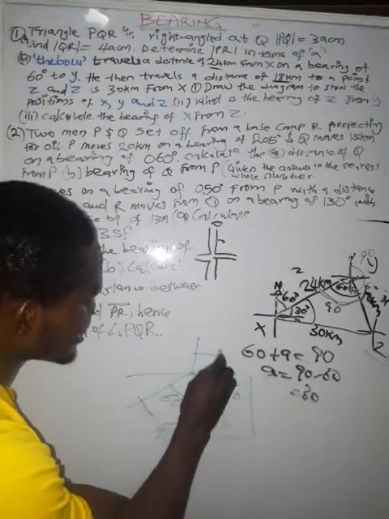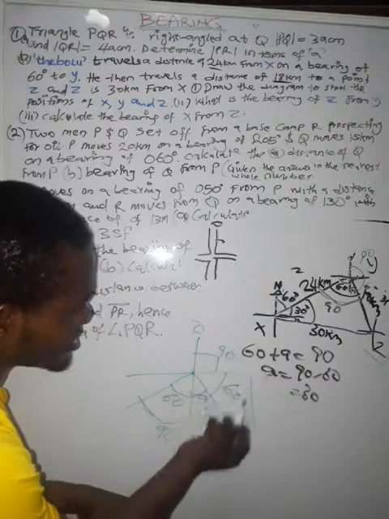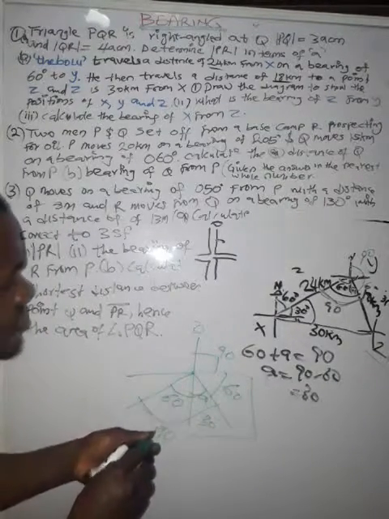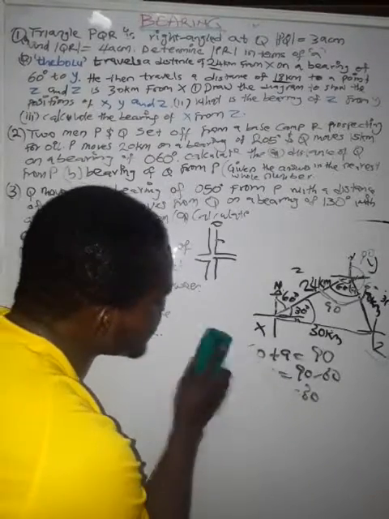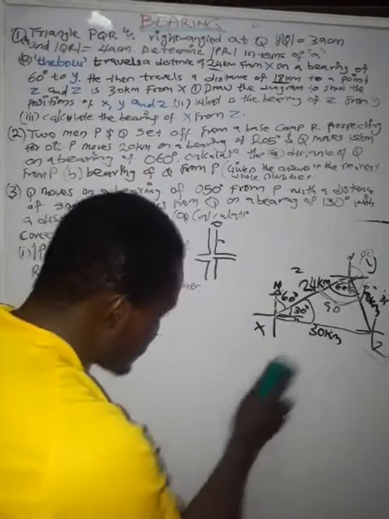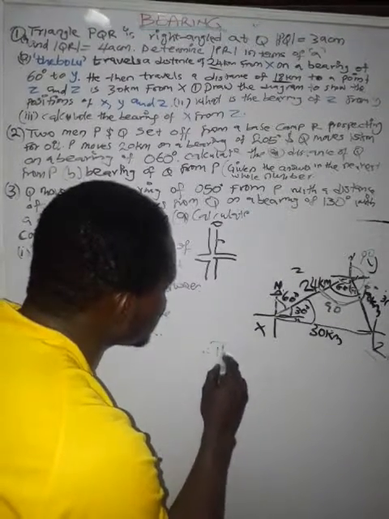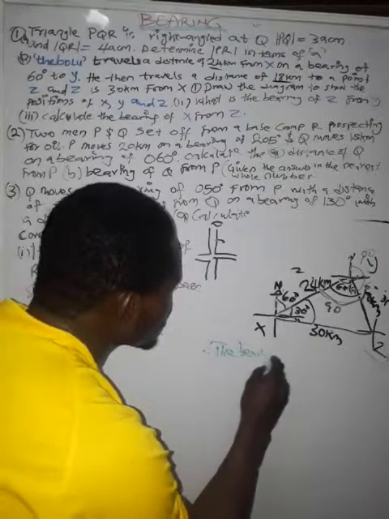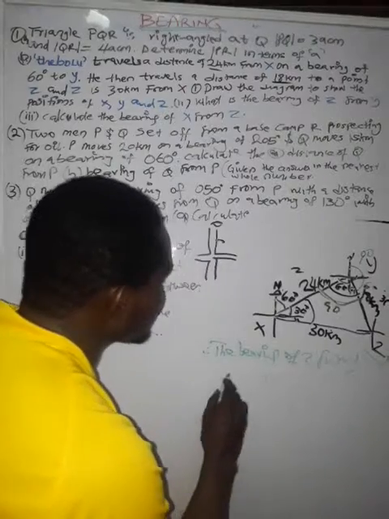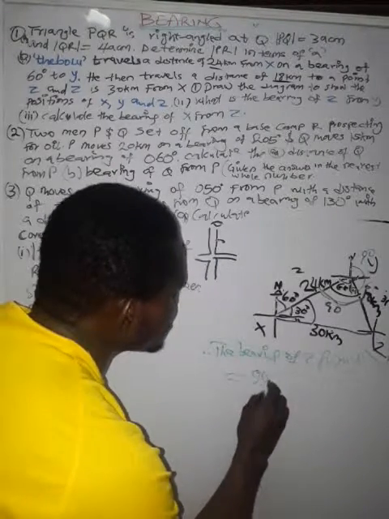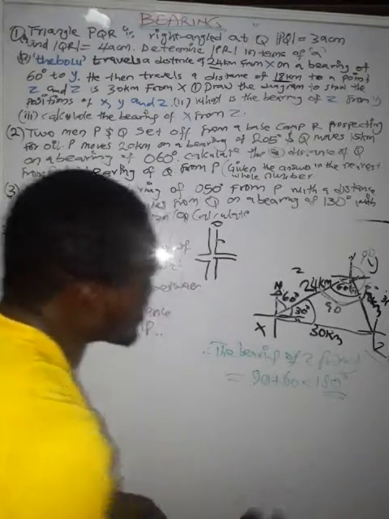And here is already 90, which is from 0. So you now add 90 plus 60. That will give you the bearing of z from y. Since you've gotten y as 60, you now write it down that therefore the bearing of z from y will be equal to 90 plus 60. That will give you 150 degrees. So you have answered that one.